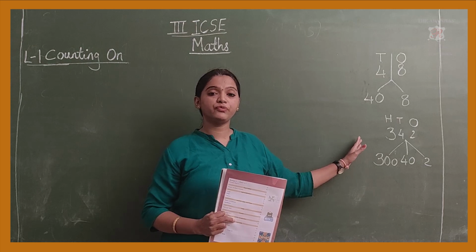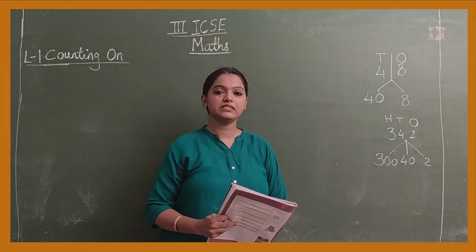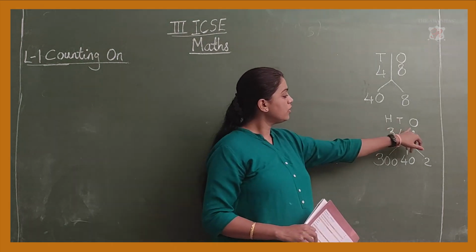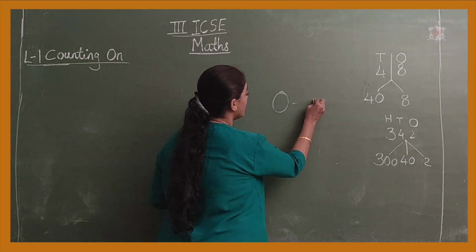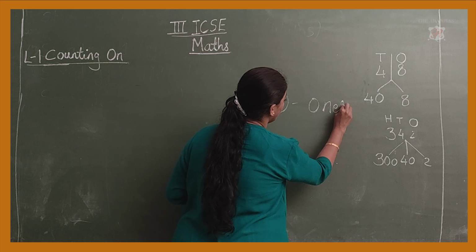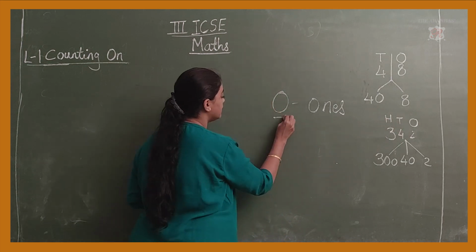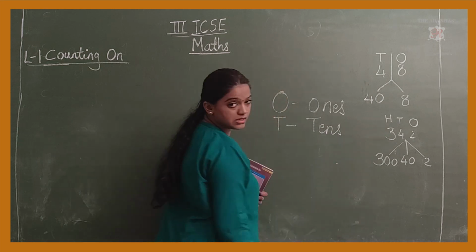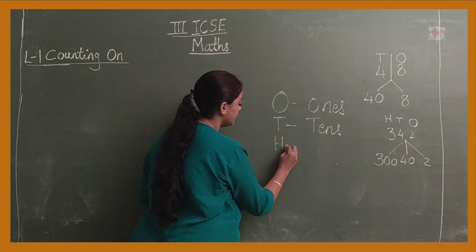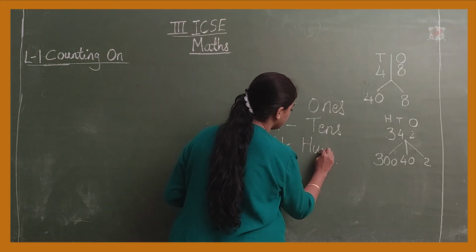Now why am I teaching this in a splitting way? Because it will be useful for you to go through this chapter. So your O stands for your ones. Next comes your T. T stands for your tens. And next your H. H is your hundreds.